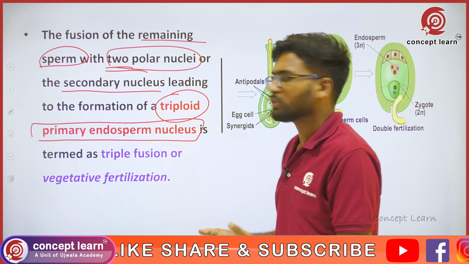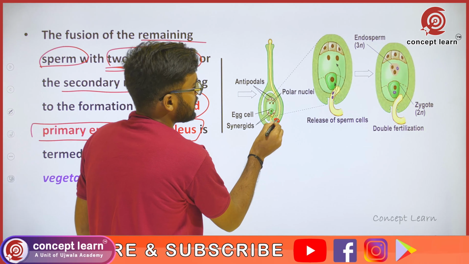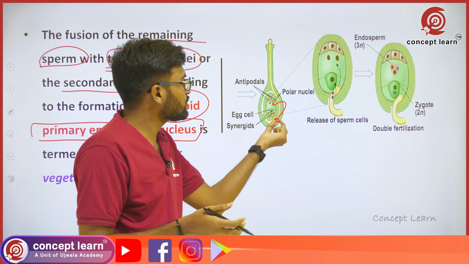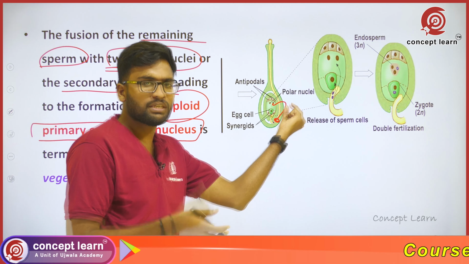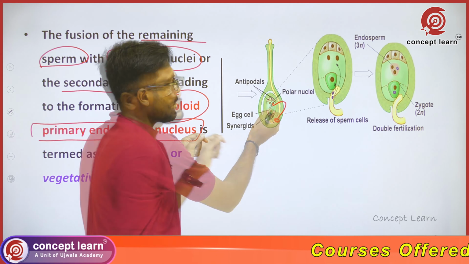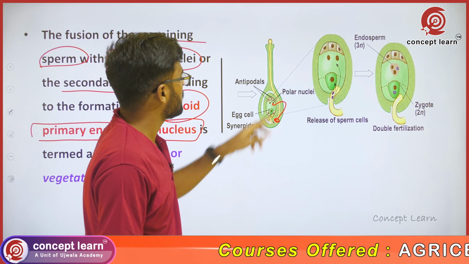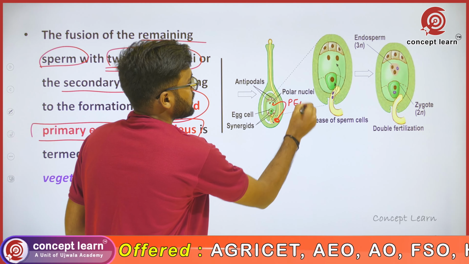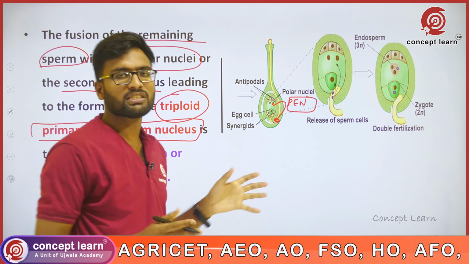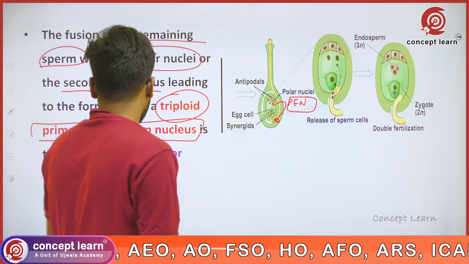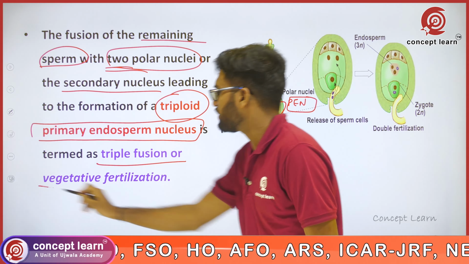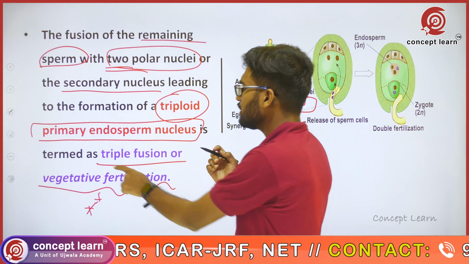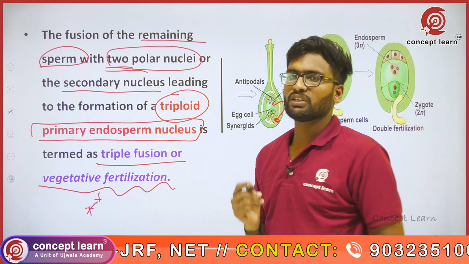What is meant by triple fusion? Fusion of the second male gamete with the polar nuclei in the central cell. Fusion of the remaining male gamete with the secondary nucleus or polar nuclei, leading to the formation of primary endosperm nucleus. This process is known as triple fusion, or triple fusion is also known as vegetative fertilization. Syngamy is also known as generative fertilization. Triple fusion is also known as vegetative fertilization.